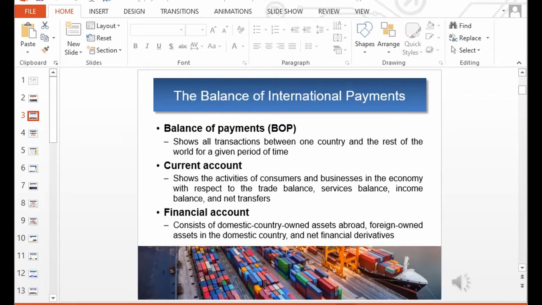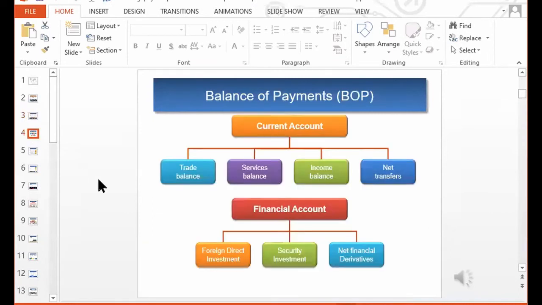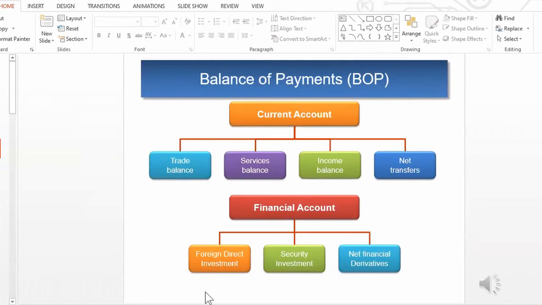Now, in order for us to understand it better, here's a visualization of the components of the balance of payments. Under current account, you will see that it includes the trade balance, the service balance, the income balance, and net transfers. For the financial account, we have foreign direct investment, security investment, and net financial derivatives. This is the statistical representation of some items. So let's proceed and discuss the current account in detail.